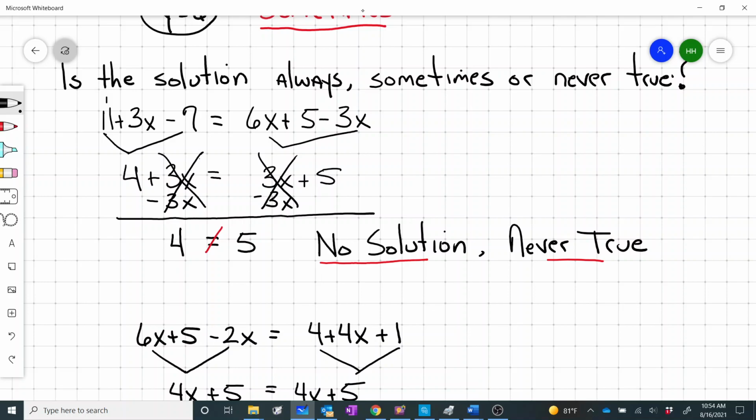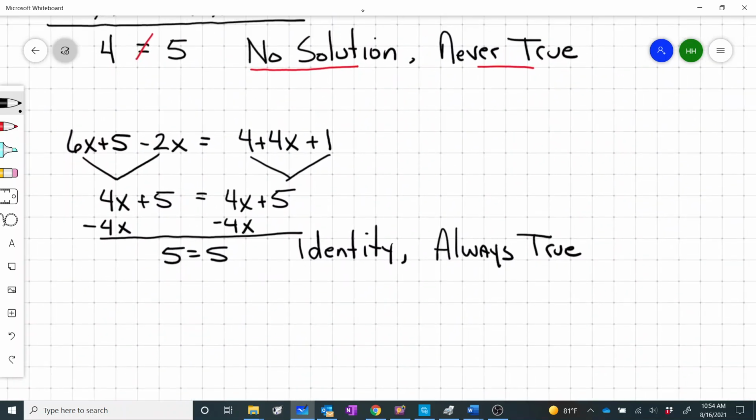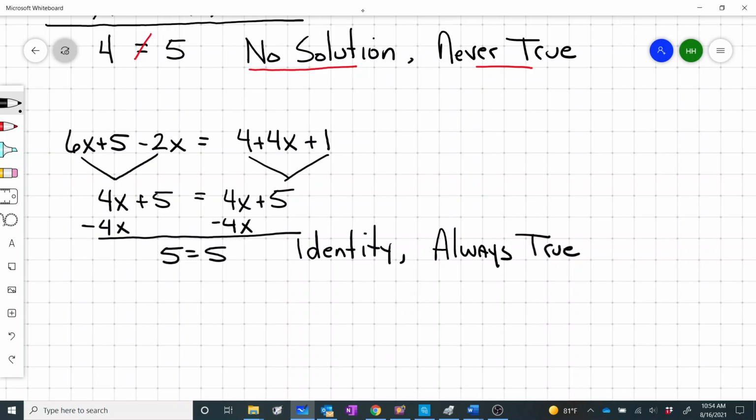If you work through the problem and you get to a step where 4x is equal to 4x or 5 is equal to 5, that's an identity problem because both sides of the equation are identical to each other. All right? So when you get an identity problem, both sides are identical or both sides are the same, well, that solution is going to be always true. Because it doesn't matter what you put in for x. It's always going to work.